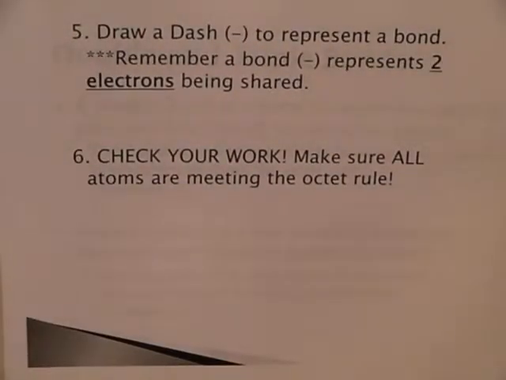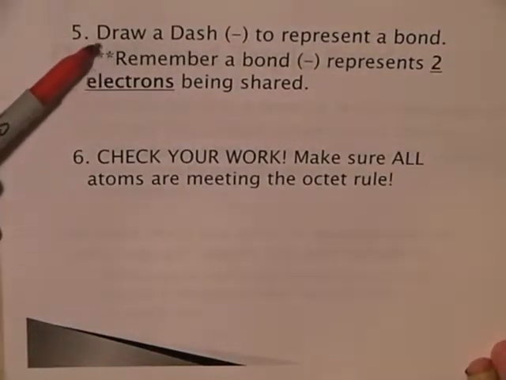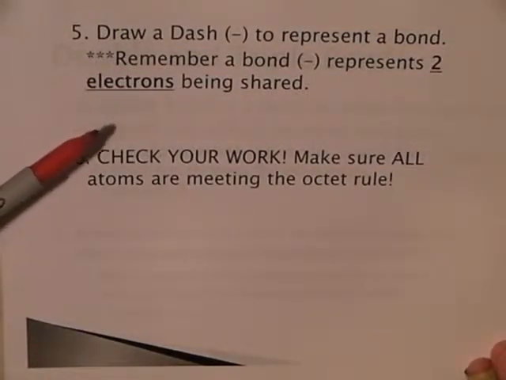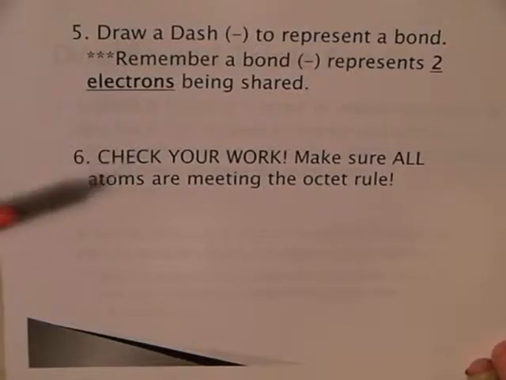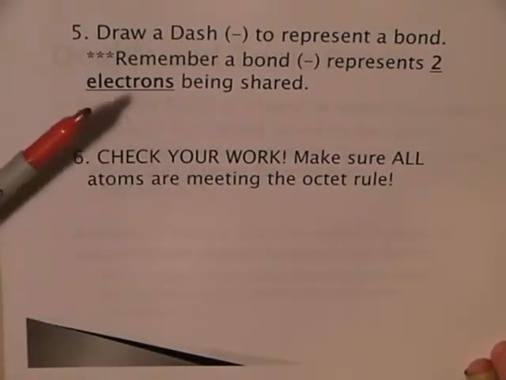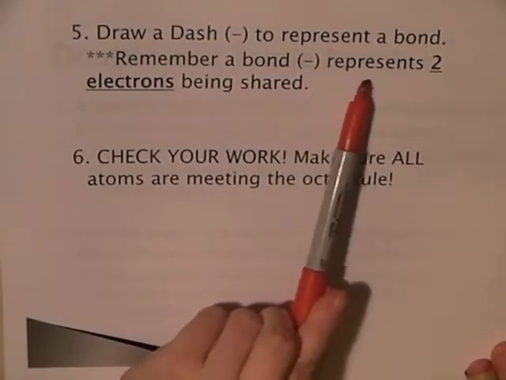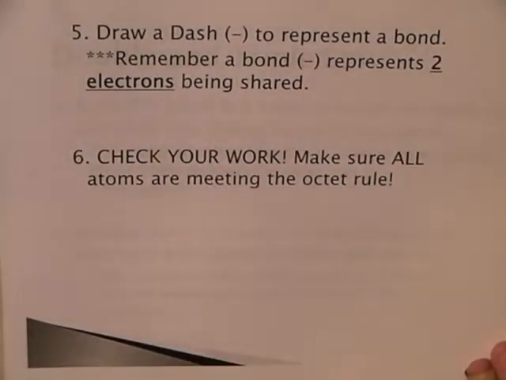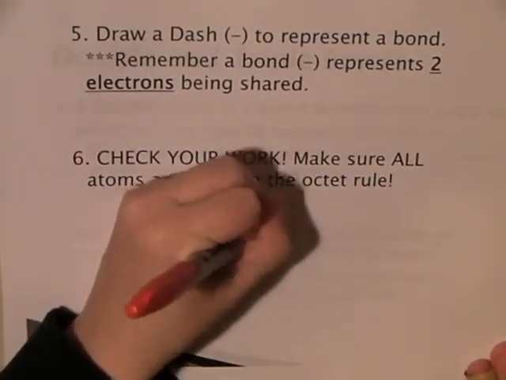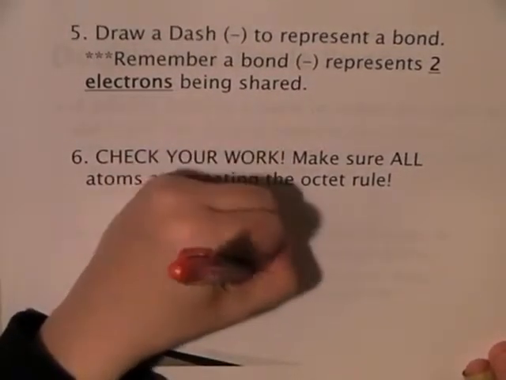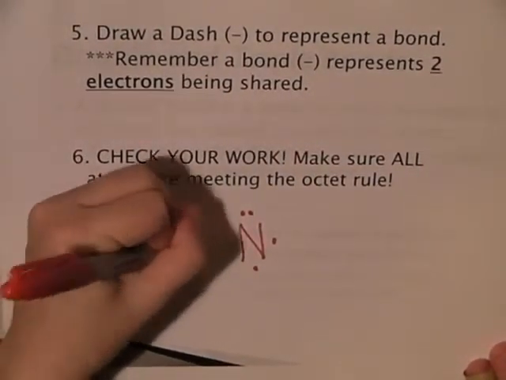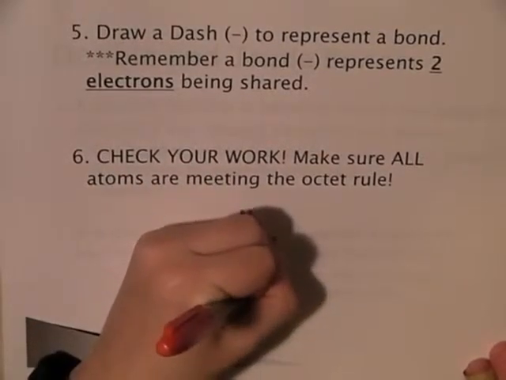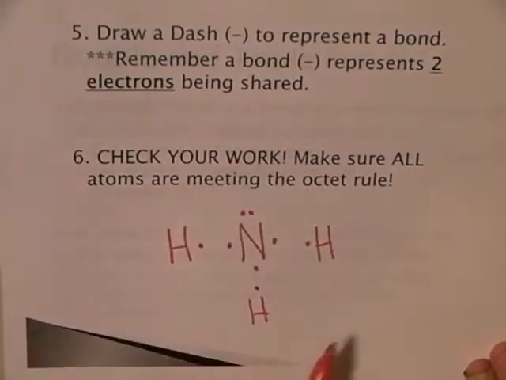Okay, moving on to step number 5. We are going to draw a dash to represent a bond. And it says remember, I know we haven't really talked about it yet, but I don't think it's that much of a stretch for you to have already known this. Remember, a bond represents 2 electrons being shared. So, again, I'm going to redraw our nitrogen with its 5 valence electrons. I'm going to redraw each one of our hydrogens with their 1 valence electron. I'm going to draw them on the sides where it would seem like it would make the most sense.